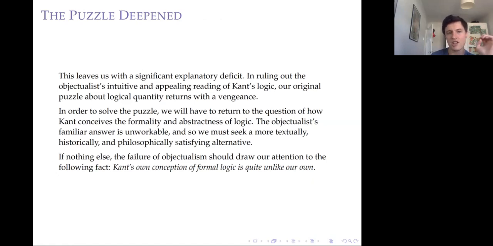So this leaves us with, I think, the original puzzle, but even more pronounced. We now know that the inclusion of logical quantities within a table of judgments needs to be explained. It needs to be explained in terms of what Kant means by saying logic is formal and abstract. But it's also just really hard to see how we can do that satisfactorily, given that Kant makes such a strict distinction between the quantificational in the mathematical context and whatever is going on here.